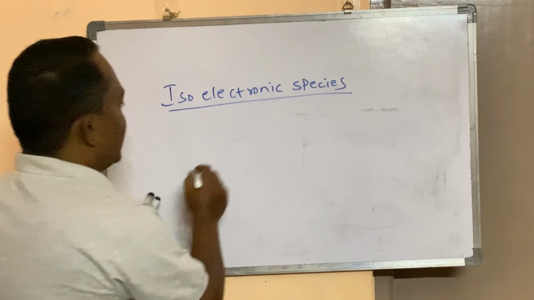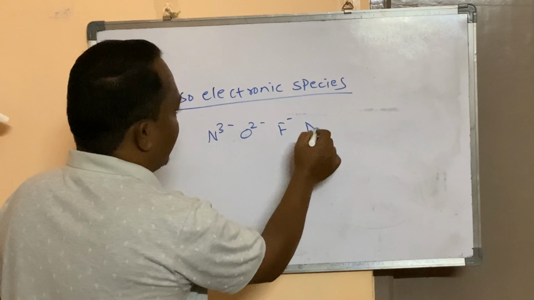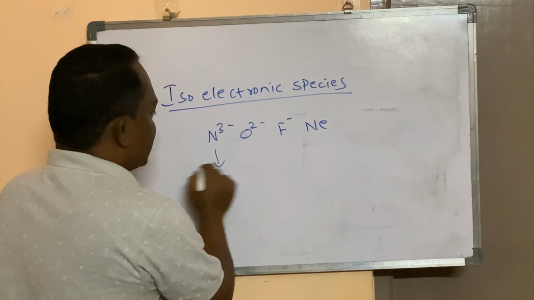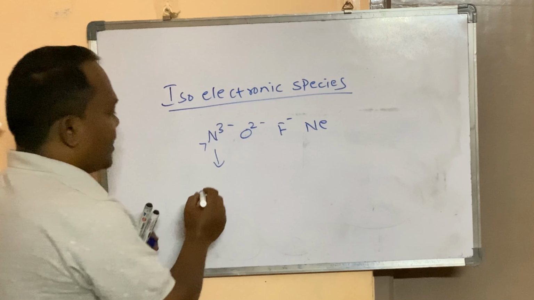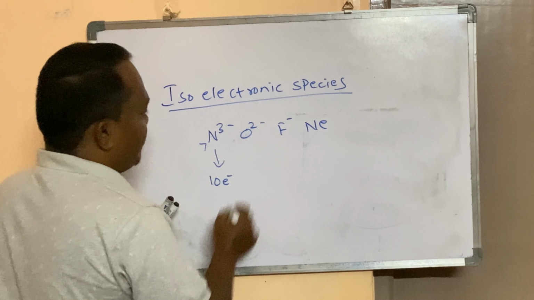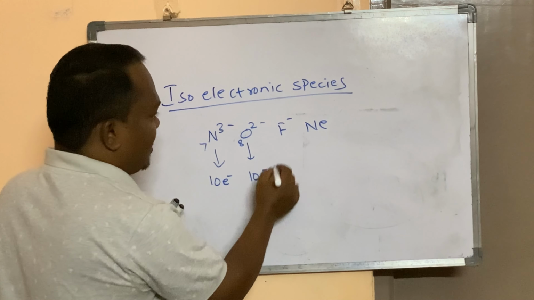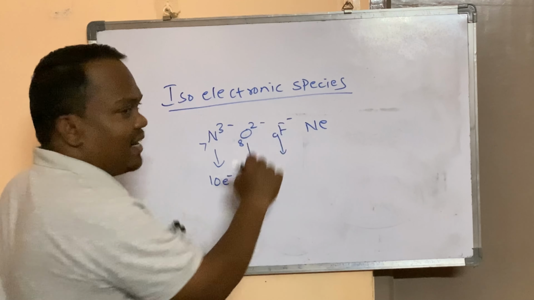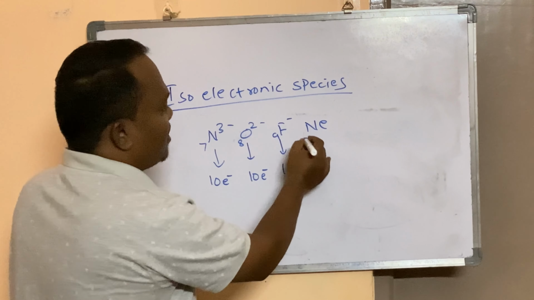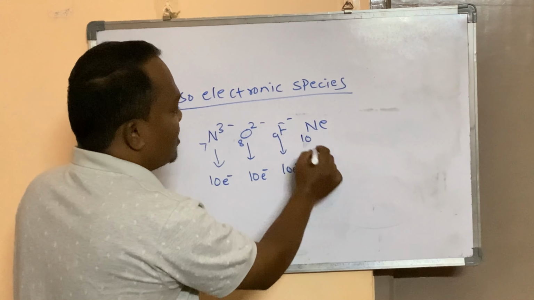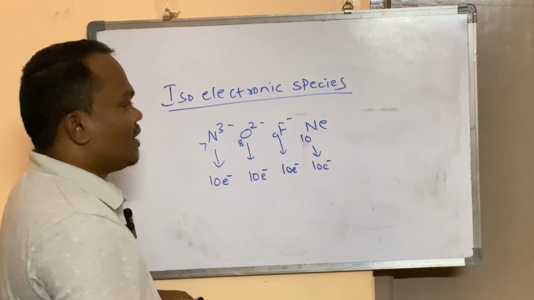For example, take N3 minus, O2 minus, F minus, and Ne. For N3 minus, the atomic number of nitrogen is 7, and it gains 3 electrons, so the total number of electrons is 10. Oxygen has atomic number 8, gains 2 electrons, and has a total of 10 electrons. Fluorine has atomic number 9, gains 1 electron, so the total is 10 electrons. Neon has atomic number 10, so it contains 10 electrons. These species contain the same number of electrons, so we can call them isoelectronic species.